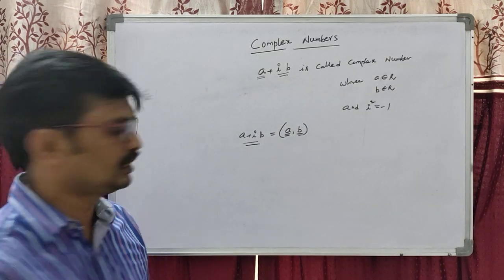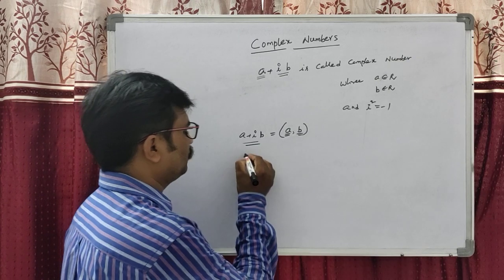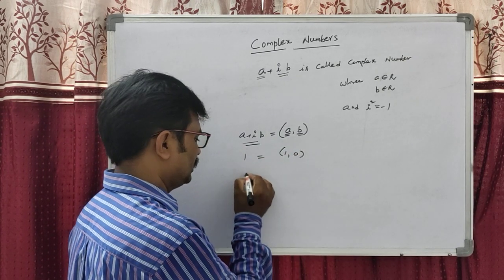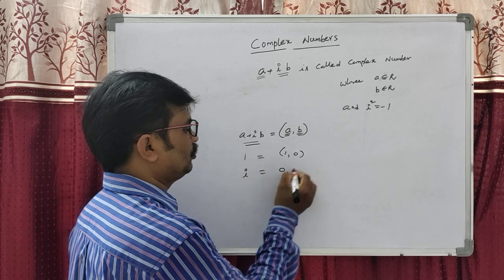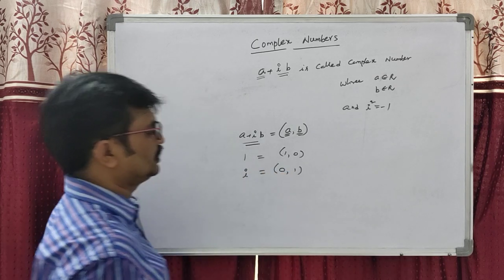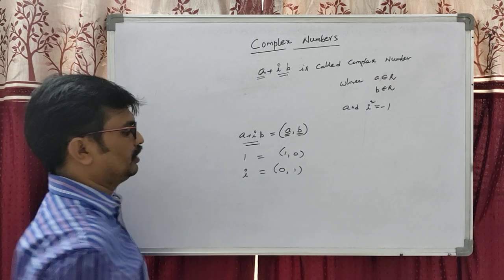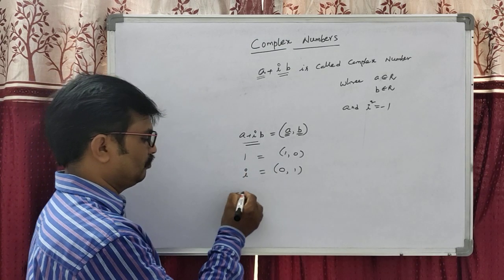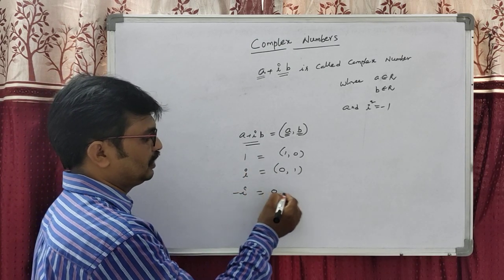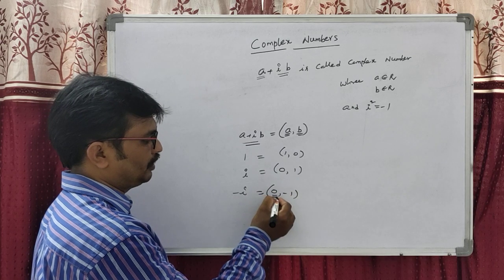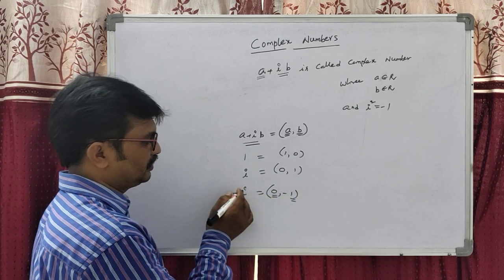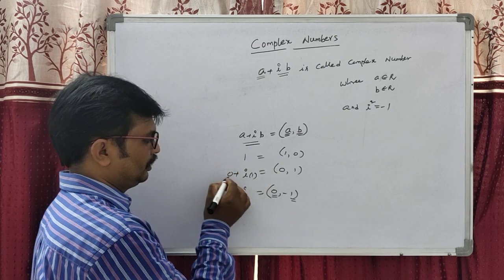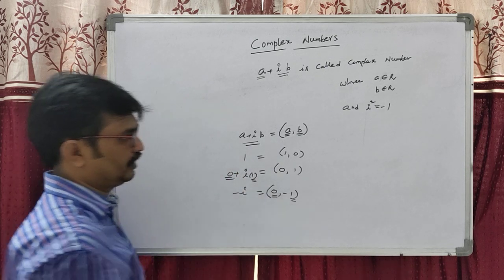Okay students, suppose there is only a real number 1, it can be written as 1 comma 0. For i, it is 0 comma 1. Minus i can be written as 0 comma -1. The real part is 0, the imaginary part is -1.